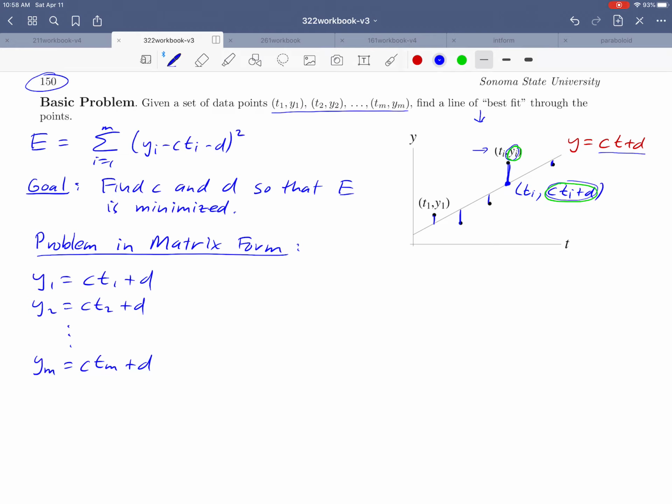Interestingly, we can reformulate that in terms of a matrix. I'm going to go ahead and write down the matrix form of this, and then we'll talk through it and convince ourselves that it really represents this same system. So here's our matrix. The first column is just going to be the t's. The second column is going to be a bunch of 1s. We're going to multiply that by c and d, and I claim that that's going to be equal to all of our y's.